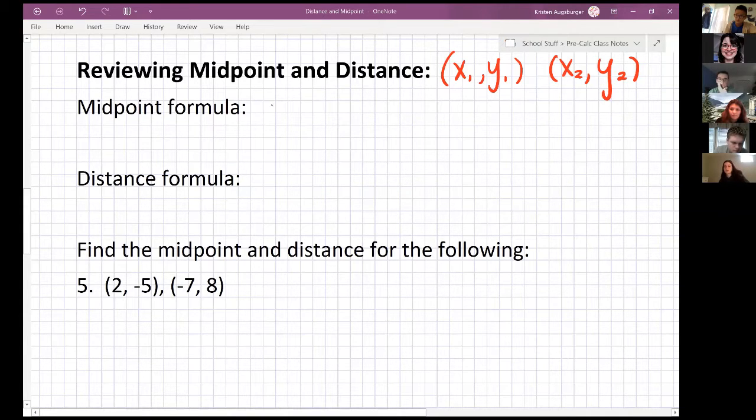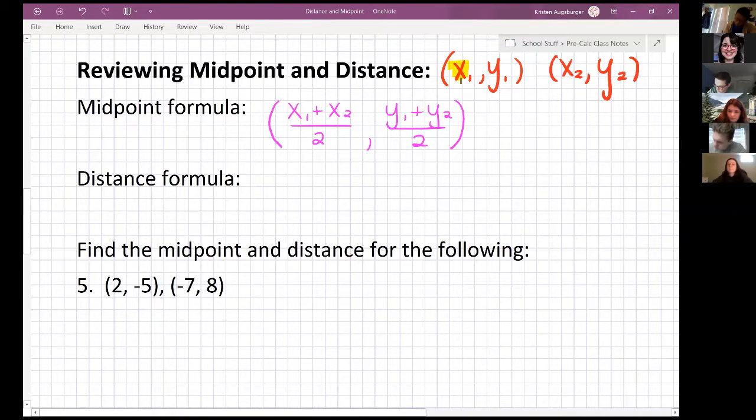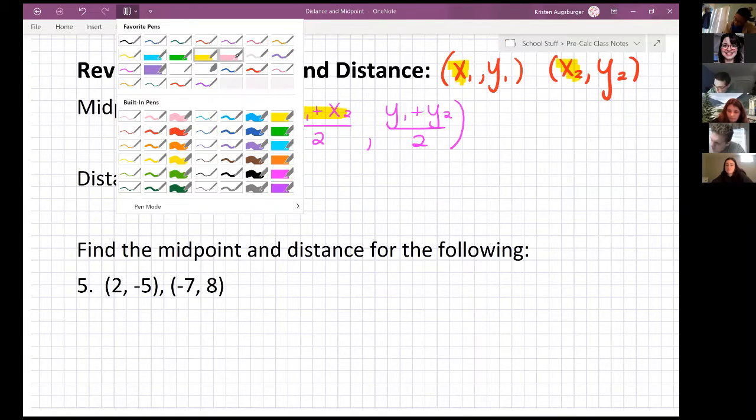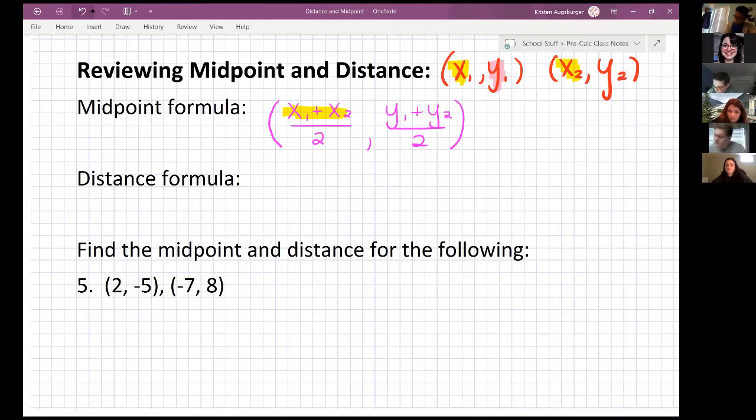Go for it, Sophia. Is it x1 plus x2 divided by 2? Uh-huh. And then y1 plus y2 divided by 2. Beautiful. So that is our midpoint formula. With the midpoint formula, you want to make sure that you're always pairing together your x's and pairing together your y's. So x's get paired together, y's get paired together.